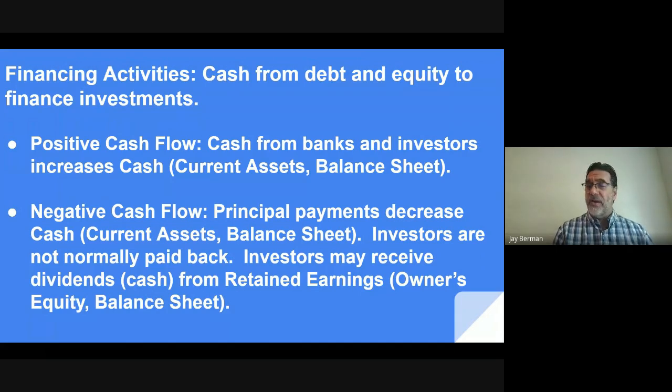You would have a negative cash flow because this is where you make your principal payments. You record your principal payments under financing activities in your statement of cash flows, because principal payments decrease cash. Investors are normally not paid back. Investors may receive dividends, cash from retained earnings, which is listed under owner's equity on the balance sheet.